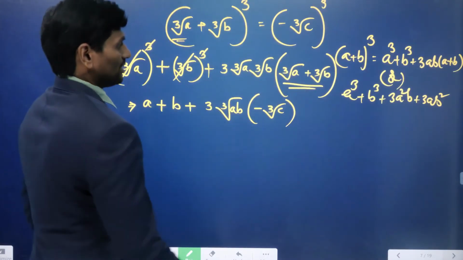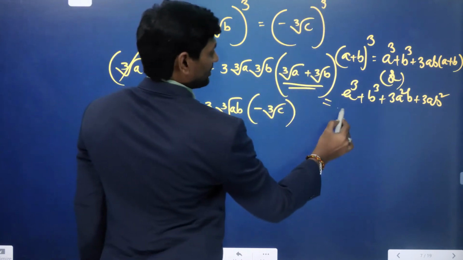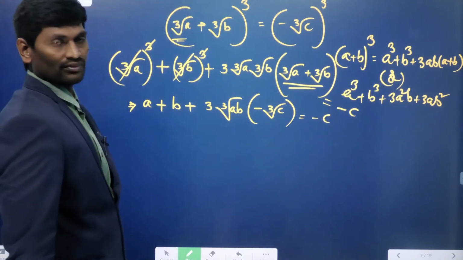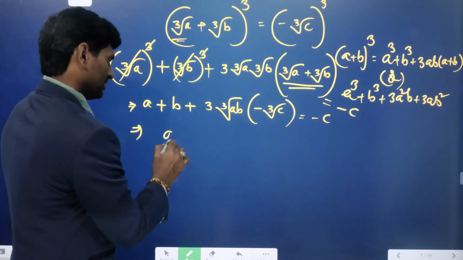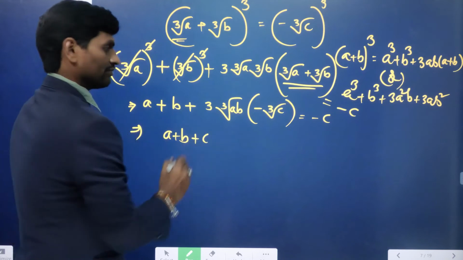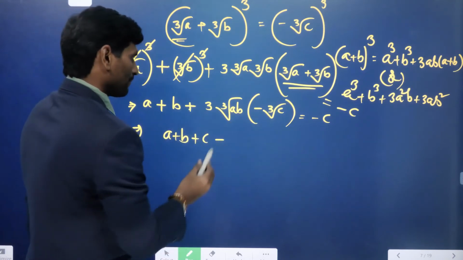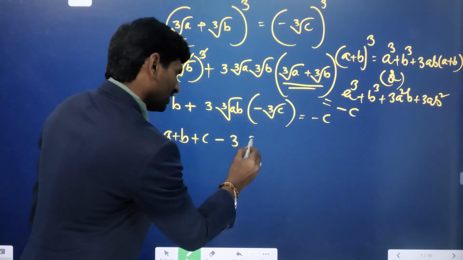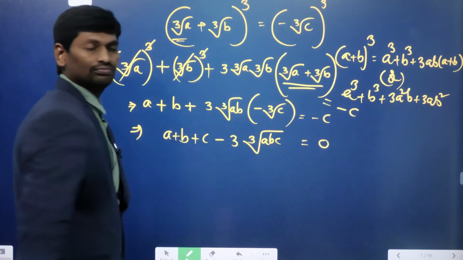But what is the RHS part? Cube root of c, minus cube root of c whole cube; the cube and cube root cancel, minus c will be there. Minus c as it is the answer. Now minus c bring this side. Here already a plus b is there. Minus c brought this side means plus c also will be there. Now plus into minus, minus 3 into cube root of ab into cube root of c is cube root of abc, equals 0.